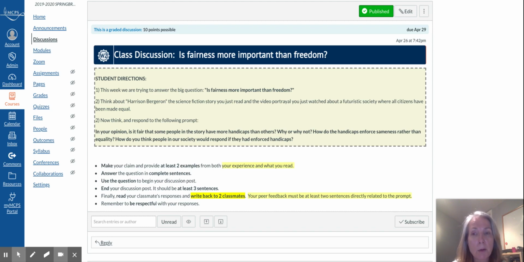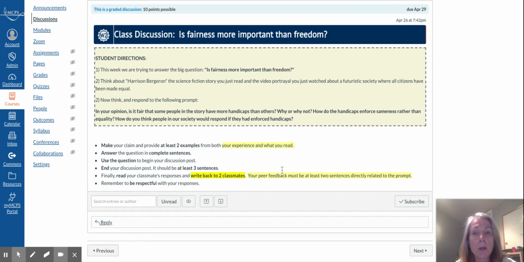So now the question you answer is, in your opinion, is it fair that some people in the story have more handicaps than others? Why or why not? How do the handicaps enforce sameness rather than equality? So how is it really that it's making people just the same and not equal? And the final question is, how do you think people in our society in 2020 would respond if they had these enforced handicaps like in this story? So answer those questions. The main point of this is to try to generate discussion. So I want you to write your answer. If you're the first person to post and you don't see anybody else's response, you're going to have to come back and post an answer.